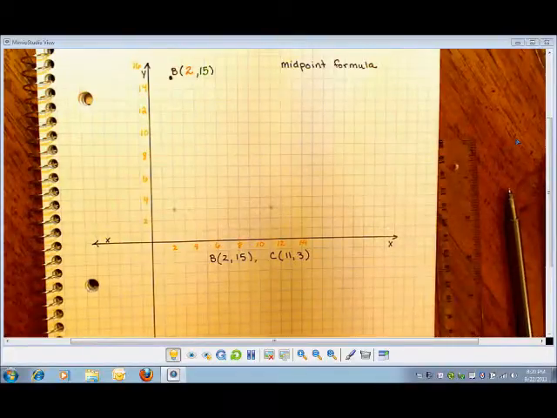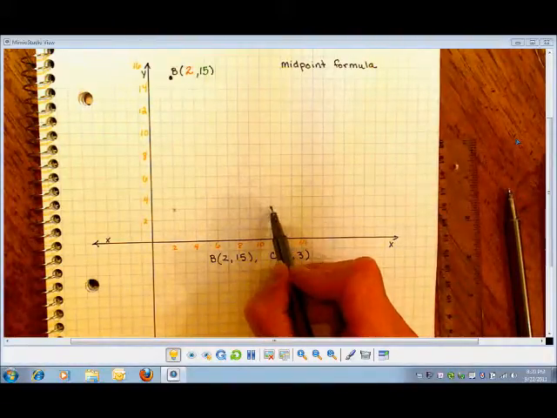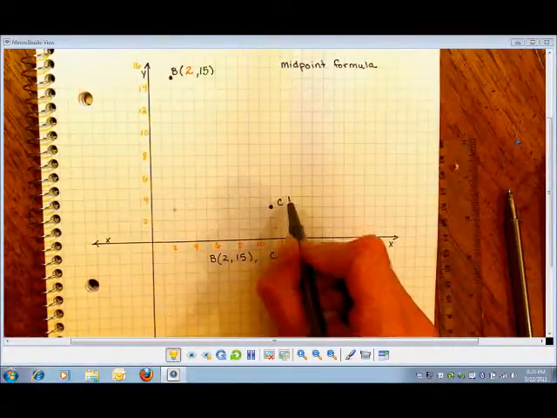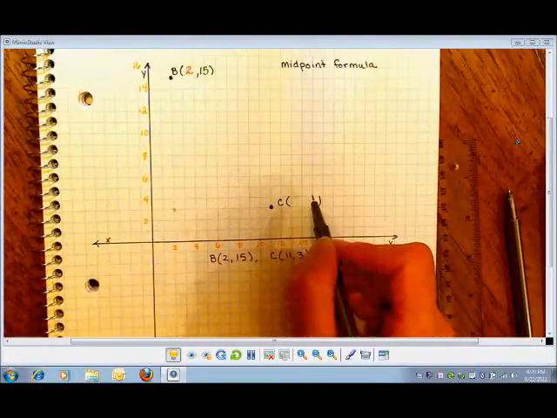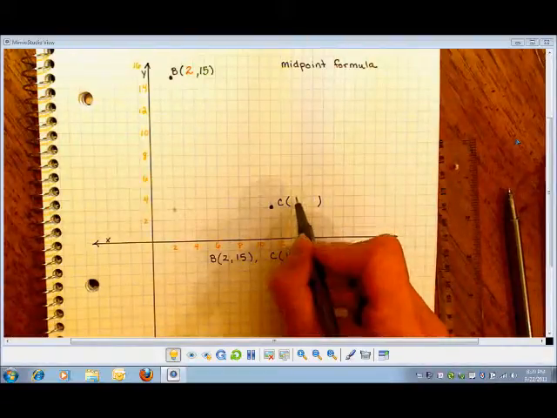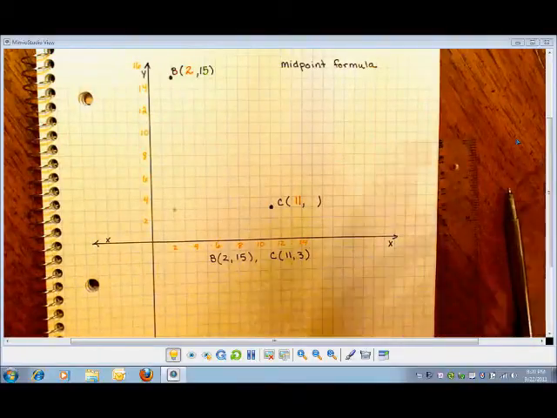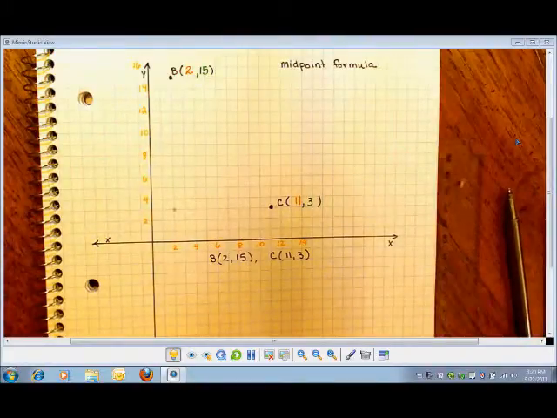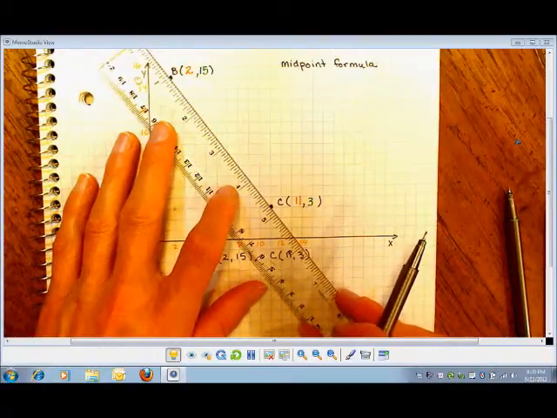Now I'm going to find point C. Point C is where x is 11 and y is 3, and that's point C. I'm going to label that 11. So I have a segment that runs from B to C.